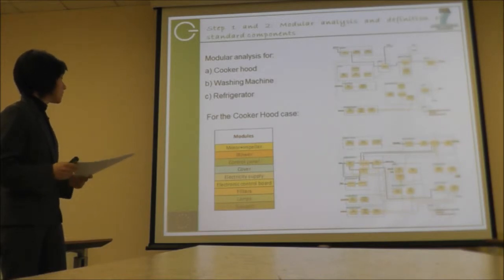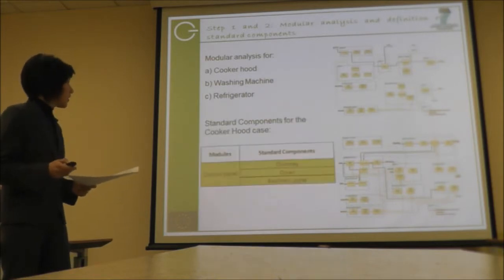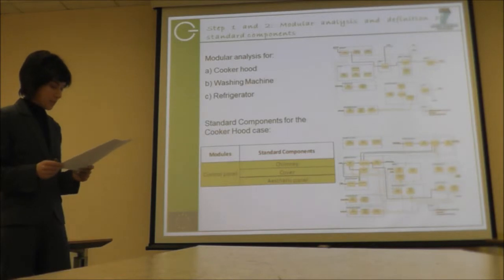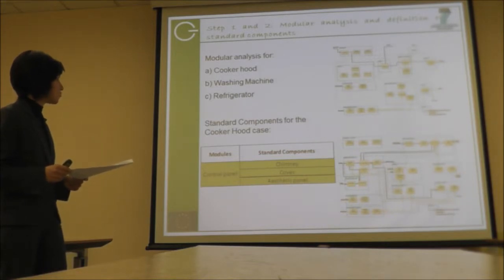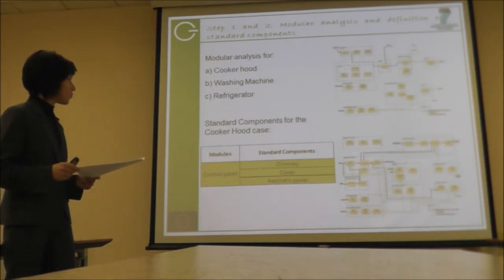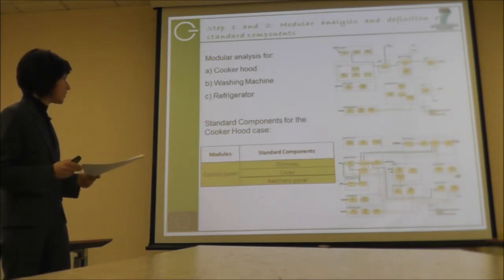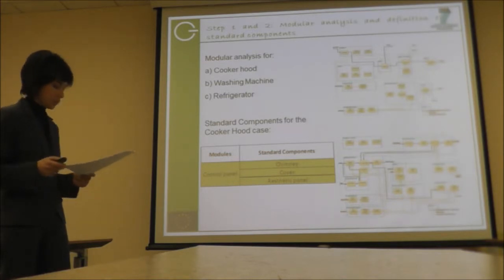These are the modules retrieved for the cooker case. And then we have defined standard components as those components that can be retrieved in different products. For instance, for the control panel module, in the case of the cooker hood, we have 3 standard components: the chimney, the cover, and the static panel, that is possible to find in all different models of different cooker hoods.